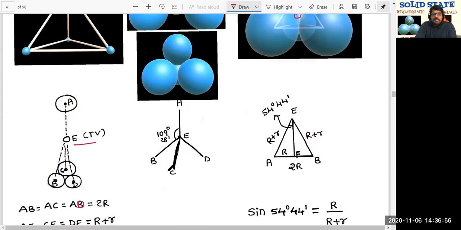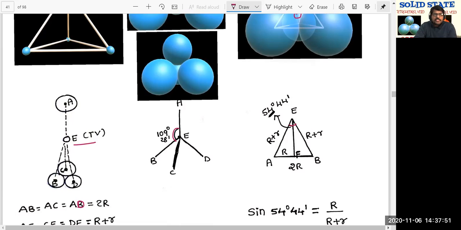And here, this is the picture. These four A, B, C, D are the atoms forming the lattice. E is the tetrahedral void, and this angle is 109 degrees 28 minutes. And I am taking this triangle out, that is EAB. So this total angle is 109 degrees 28 minutes. And I'm taking one more line here, that is EF. As a result, this angle becomes exactly half of 109 degrees 28 minutes, which is equal to 54 degrees 44 minutes.